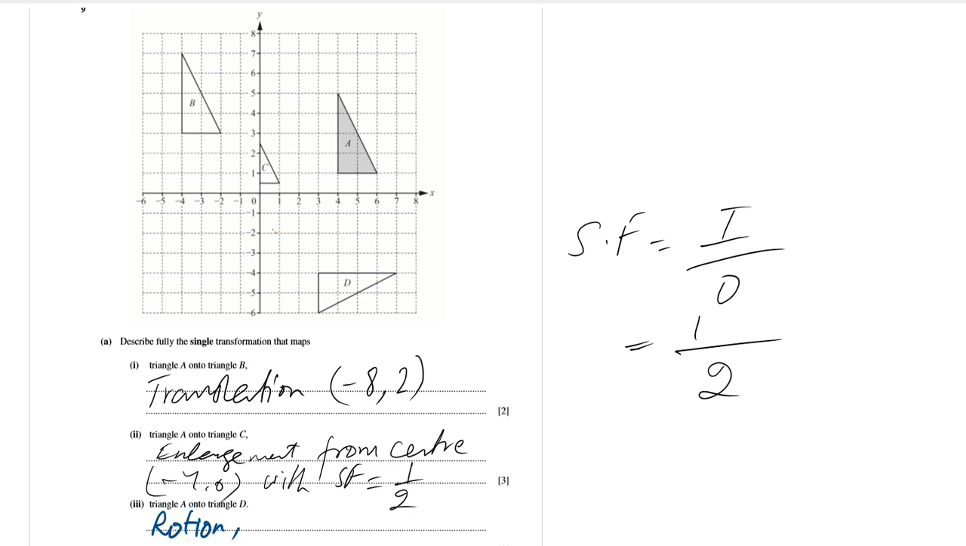So A onto D. We are moving from A to D. So it is 90-degree clockwise. What about the center then?